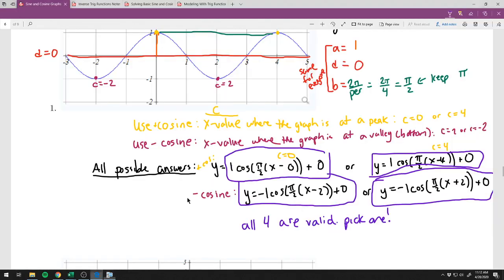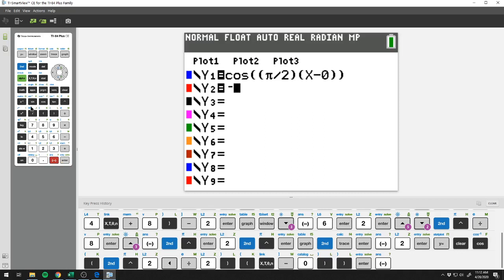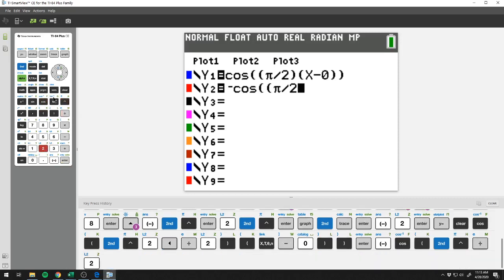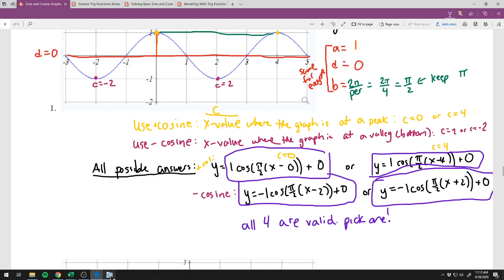And then to randomly pick this one, so you can see that they are the same and they'll give you the right picture. We got negative 1, which I don't have to include the 1, cosine. Our b is pi over 2. And then we got x plus 2.